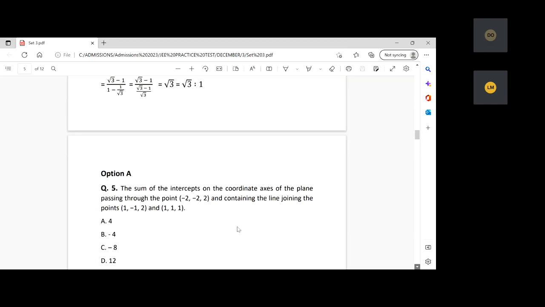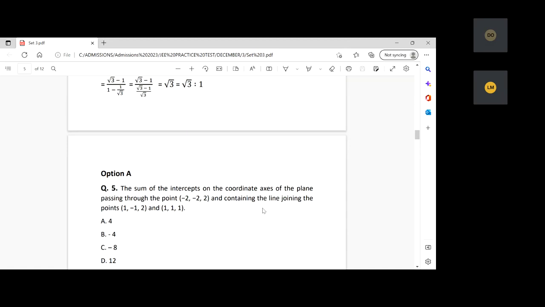So you have the line, you have the plane, you have the point. How are we going to find it? Just think, this is also a common type of question in competitive examinations. We have the options 4, -4, -8, 12. You have negative values here. So can the answer be positive, and how are you going to solve it? Just think and then we can start discussing.